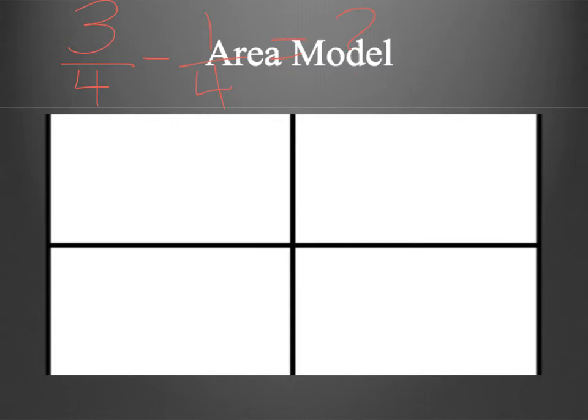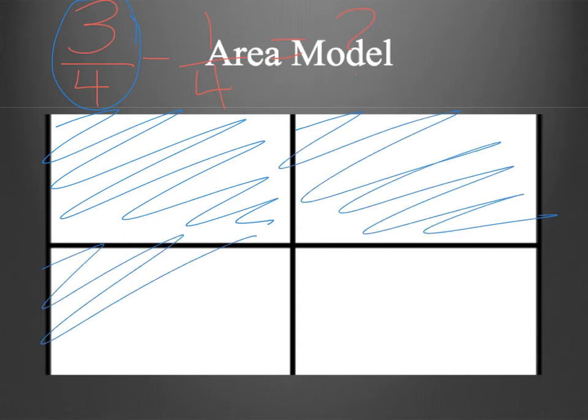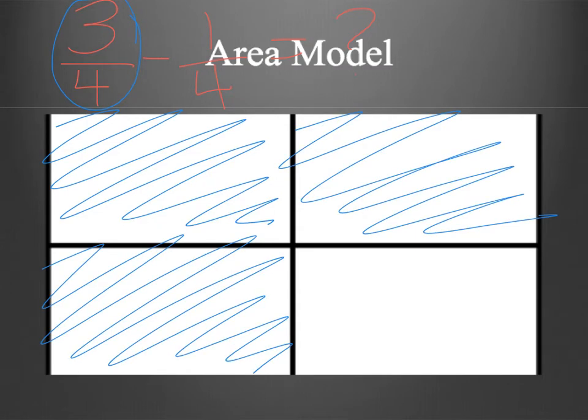Alright, so our next step is that we have to shade our area model. So if we are looking at our first number right here, 3/4, we know that we have 3 parts out of all 4 of those little blocks that we have. So go ahead and shade 3 of those blocks.